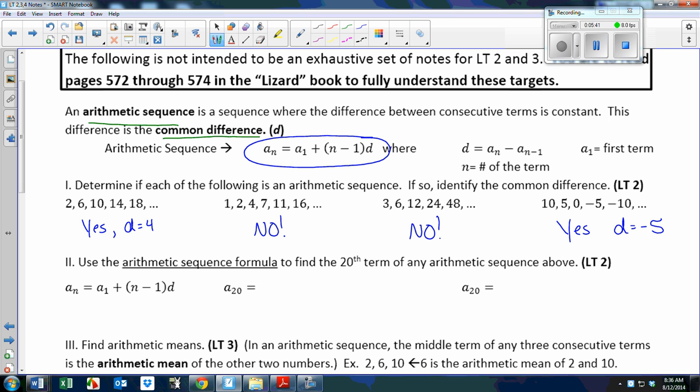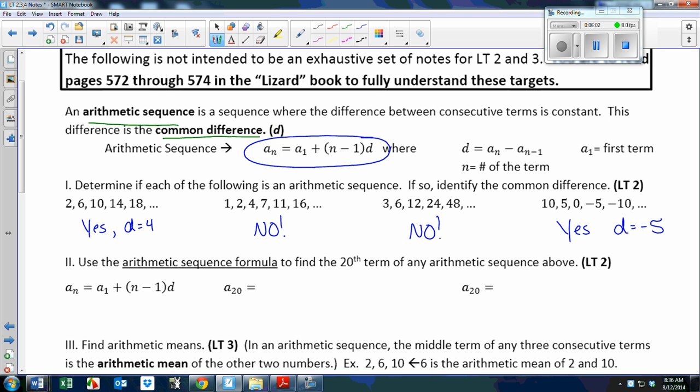Good to go. And we're just getting familiar with them, okay? Now, I want you to pick one, either the first or the last. I'm going to do them both, and if you want to do them both, that's fine. But in part 2, I want you to use the formula that we just circled at the top to find the 20th term of either one of those two arithmetic sequences.